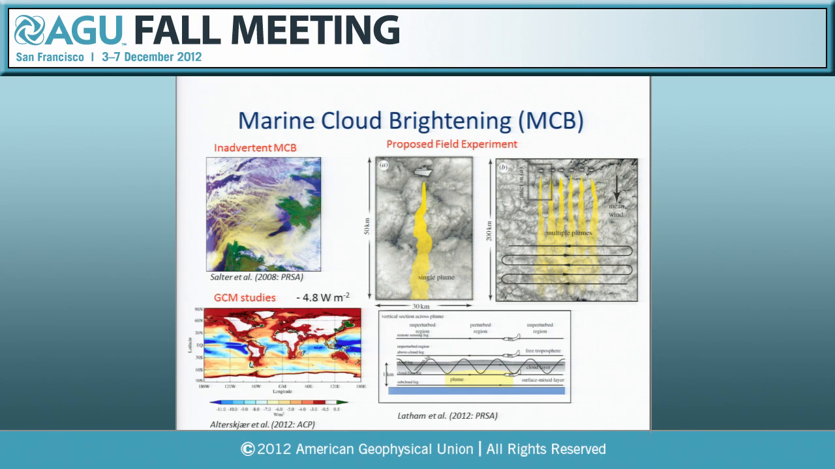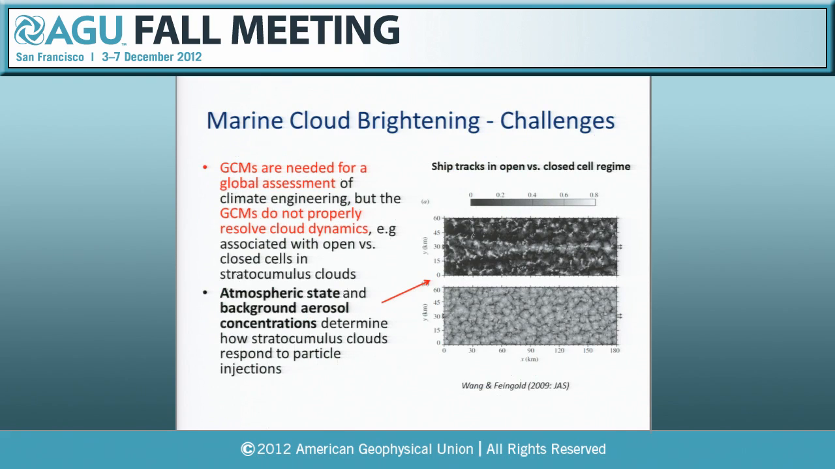So what we really need is also other approaches to this problem. Recently in a paper in Proceedings of the Royal Society, John Latham and co-authors suggested this field experiment where one would go over these subtropical oceans and really do dedicated experiments, starting with a single plume and then with multiple plumes and with aircraft flying at different levels to really try to nail down these processes and thereby validate the models.